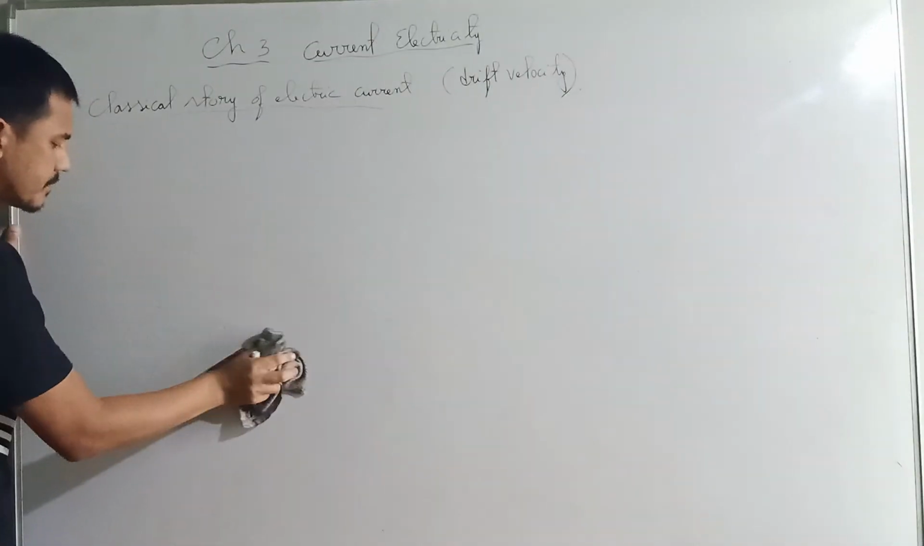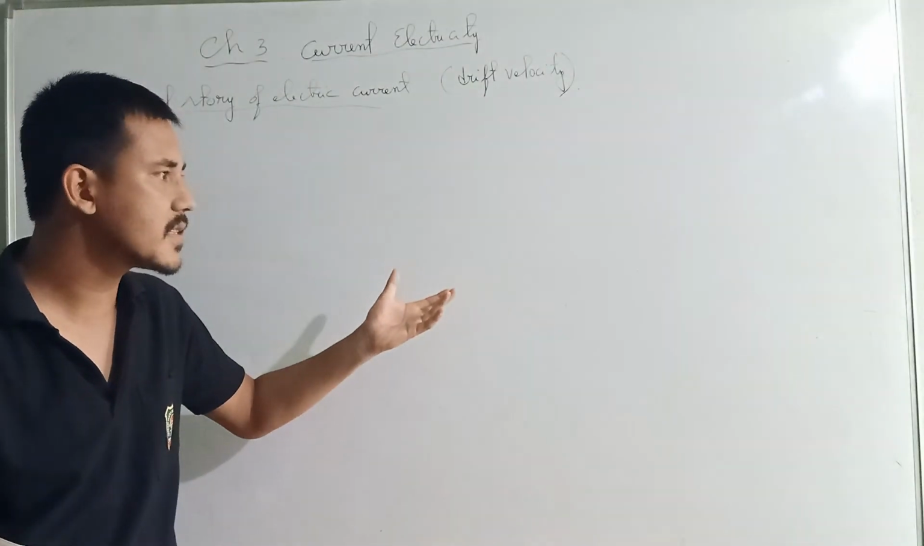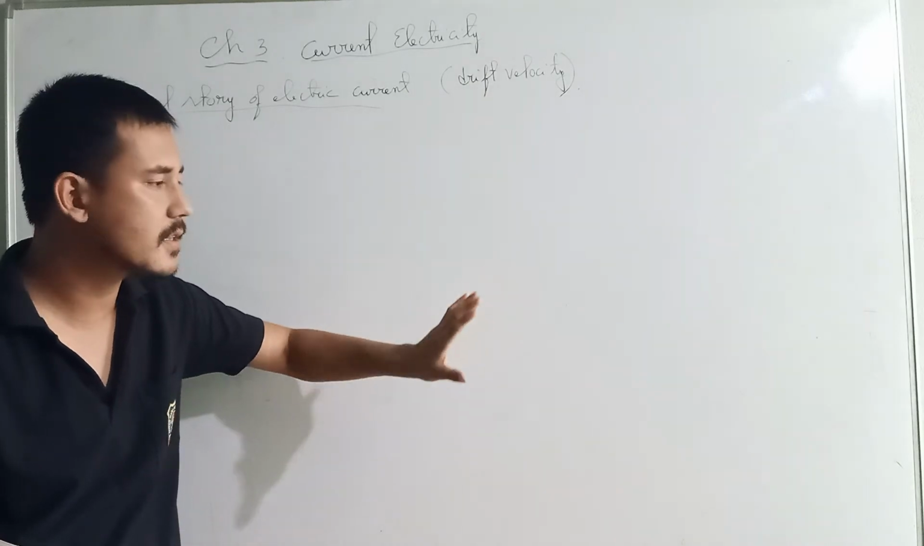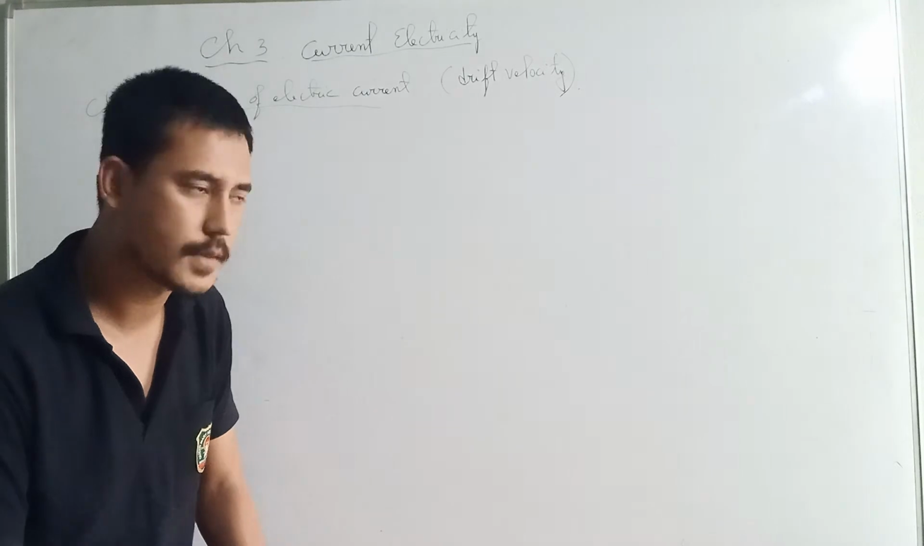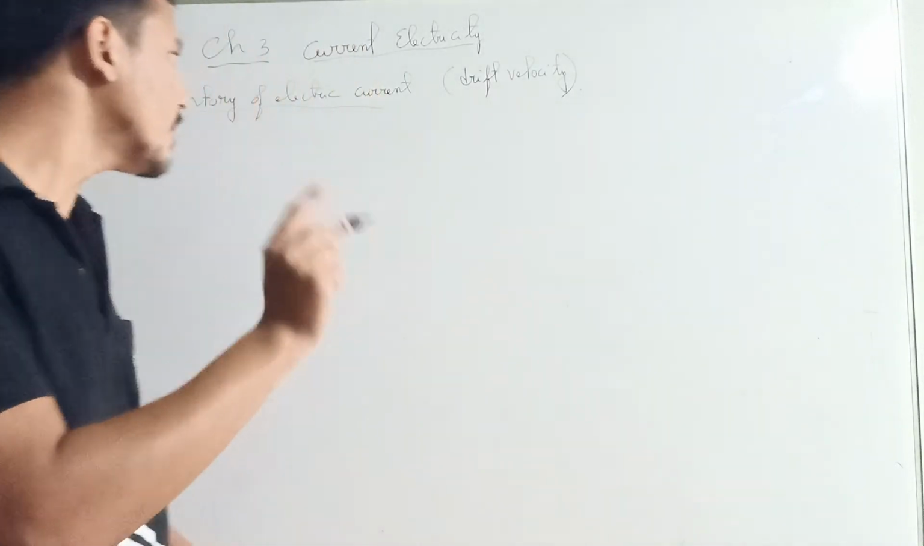Now, as the net electric field inside the conductor is 0, what happens to the electrons present in the conductor? Are they still in motion? Are they still moving, or are they at rest? What do you say? They are still in motion.